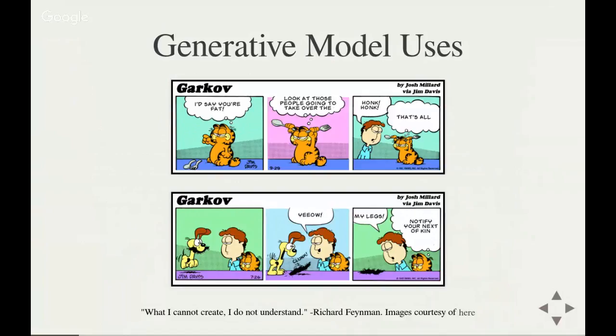Yeah, question? So the Garkov model, it was only trained on the text? Correct, only on the text. So how was the image decided? It's just random. Somebody just took previous strips that had been drawn and then filled in the text bubbles with whatever the model was outputting. So that's not correlated in this case.